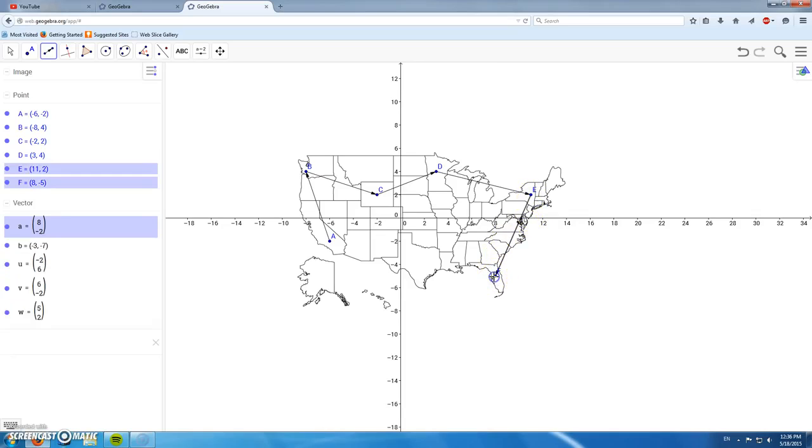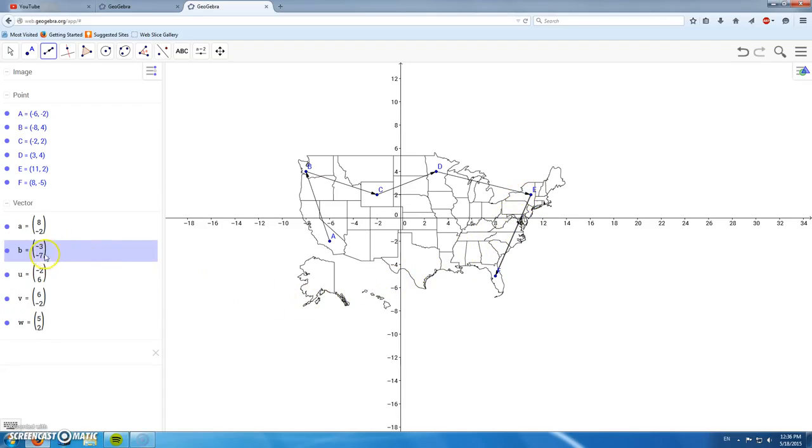From here to here. And this vector is from point E to point F, negative 3 to negative 7. So we would go back 3, and then we go down 7, so that'd be 2, 4, 6, 7, and you would end up at point F. And if we add that to point E's coordinates, that would be 11 plus negative 3 equals positive 8, and negative 7 plus 2 equals negative 5.